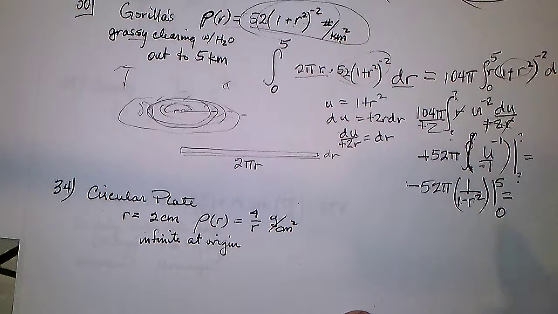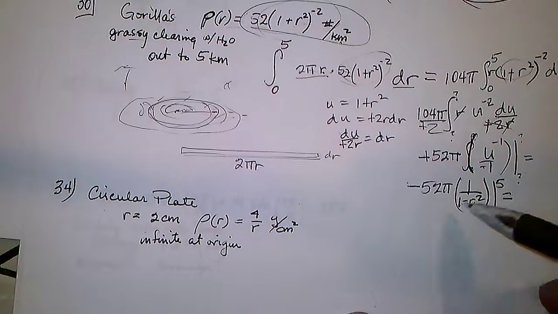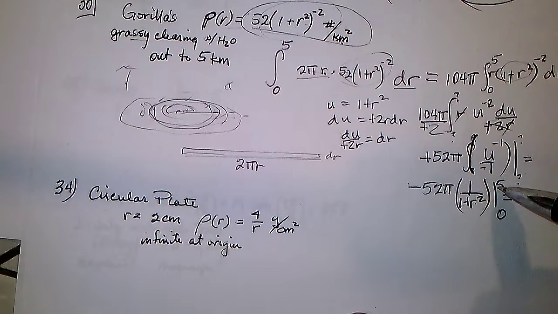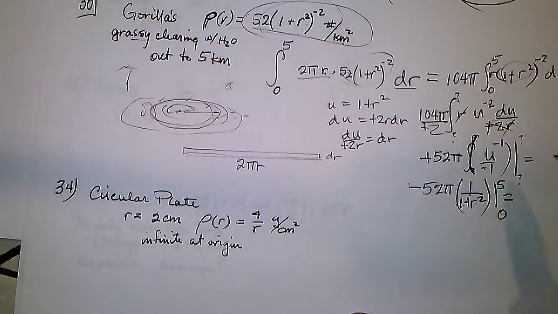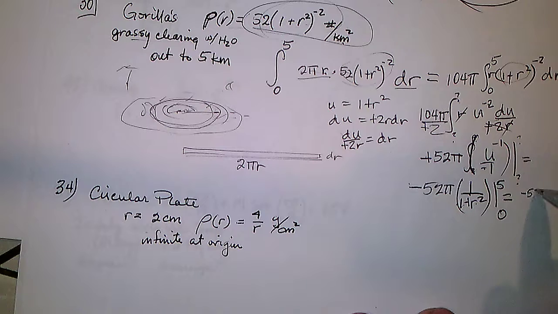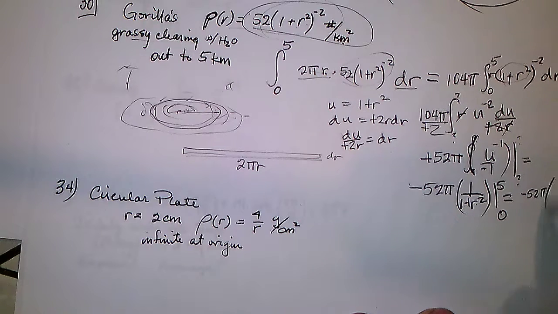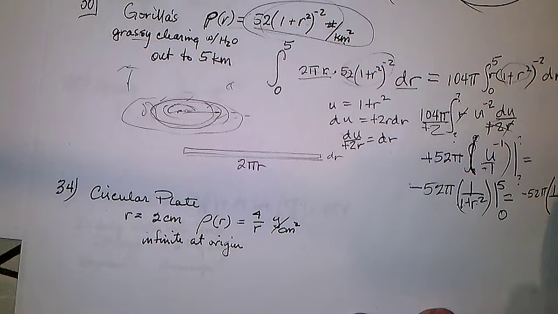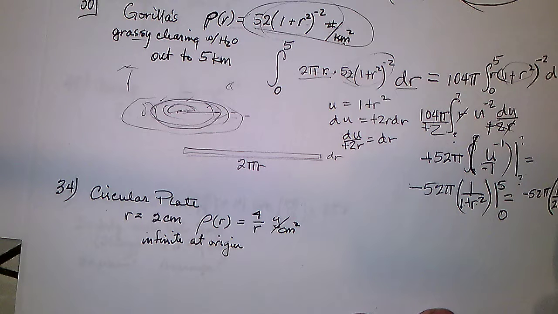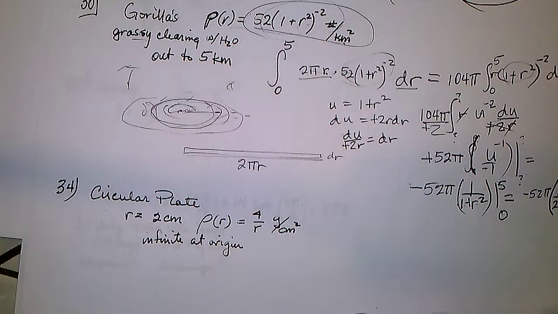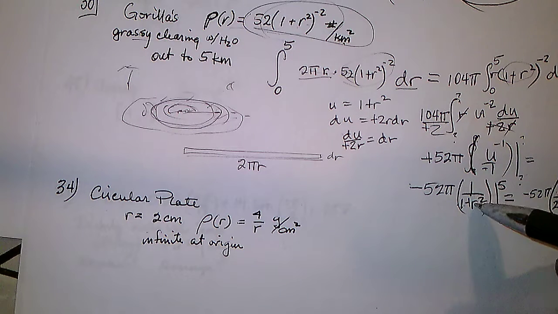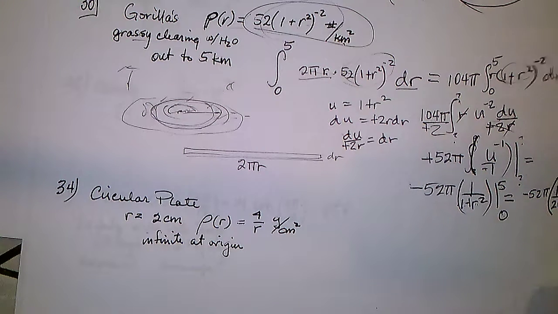So now we're minus here because of that minus. And that's plus. So I put 5 in there. I get 25 plus 1, 26. So I get minus 52 pi times 1 over 26, minus, put 0 in there, and I get 1 plus 0 is 1. 1 over 1 is 1.